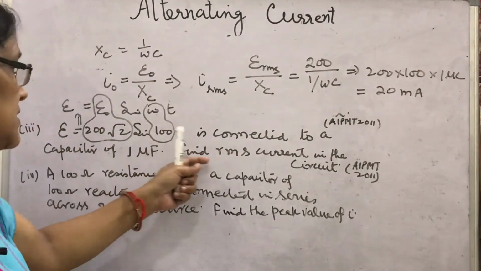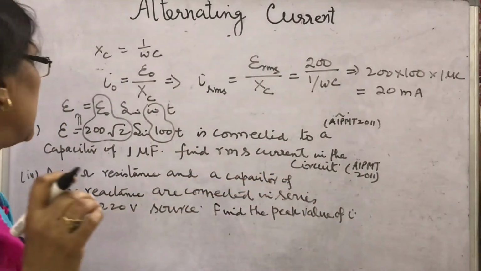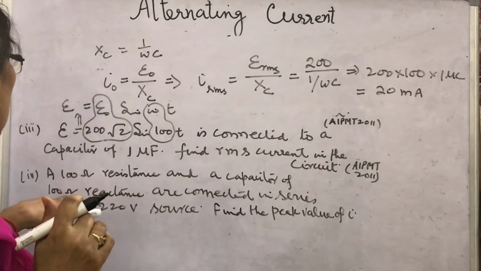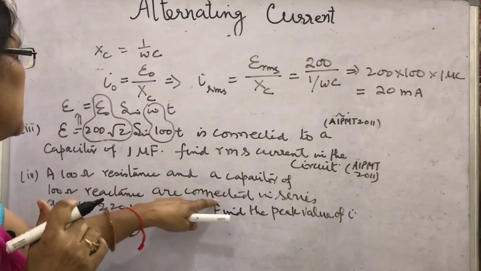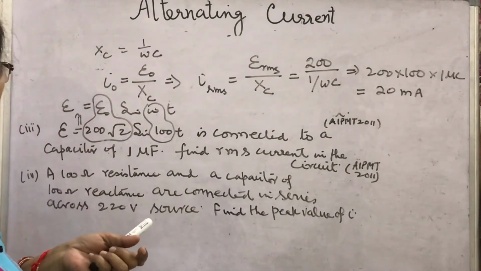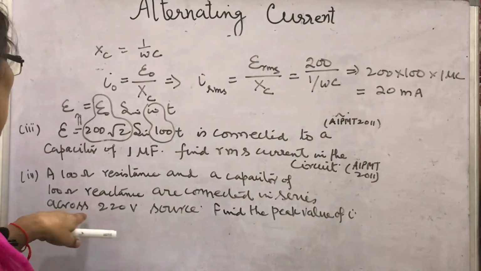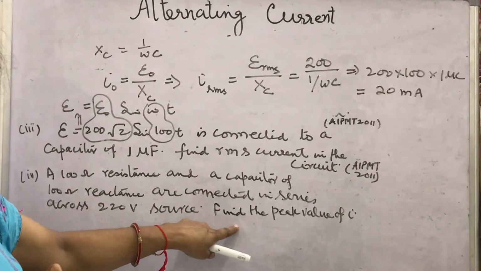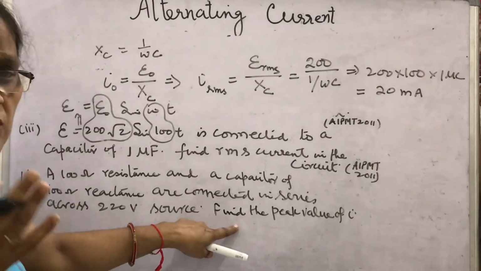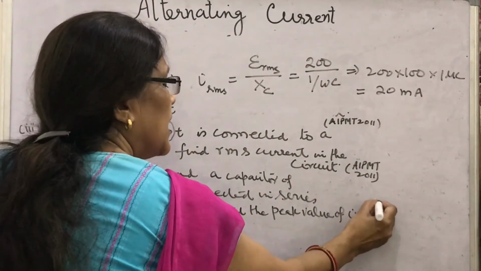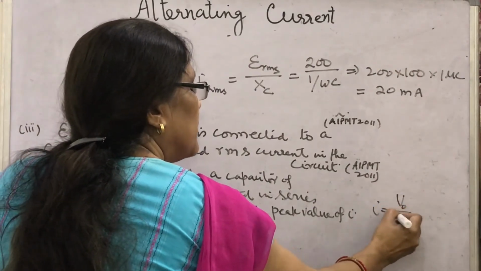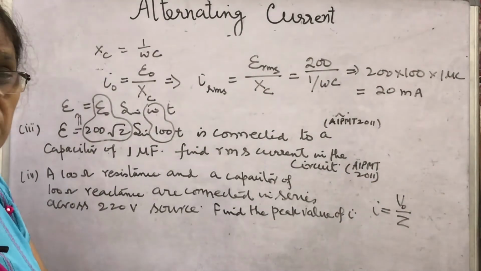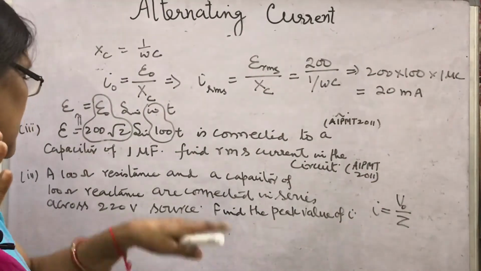This is also asked in the AIPMT 2011. Finally, a 100 ohm resistance and a capacitor of 100 ohm reactance are connected in series. Which circuit? Just now we have read the CR circuit. Across a 220 volt source, find the peak value of current. Simple. You know what is the formula for peak value of current? I is given by V naught upon Z. So simply you can find the V naught value and Z. It is given here.